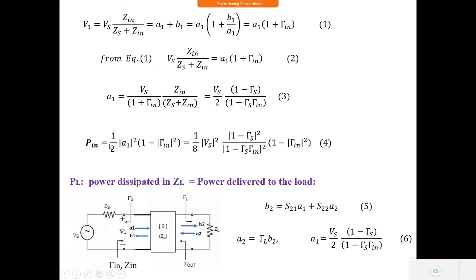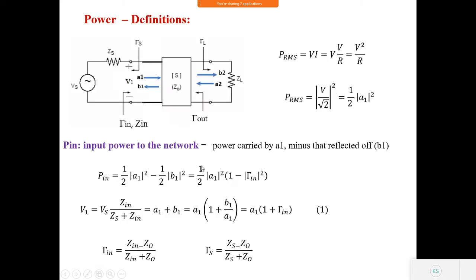Now that power in, PIN. We already have PIN given by this equation. Power input to the network, the actual power input into the network, is given by this equation. In this equation we have A1. PIN is equal to half A1 magnitude square, 1 minus tau in magnitude square. So we obtained the expression for A1, and you substitute that value in this equation.